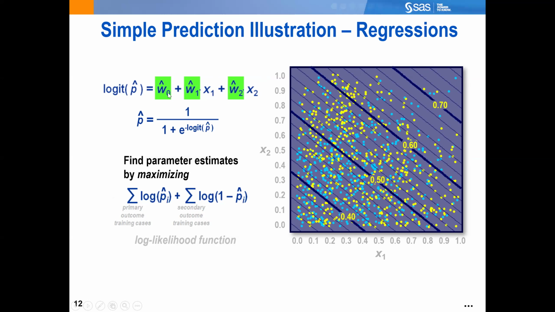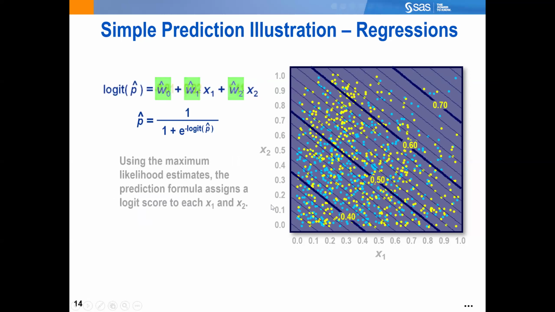So we want to find these parameter estimates by maximizing this value here, which is basically the log likelihood function, which is the summation of log values of p hat plus the summation of log values of 1 minus p hat for each case. So using the maximum likelihood estimate, the prediction formula assigns a Logit score to each x1 and x2.